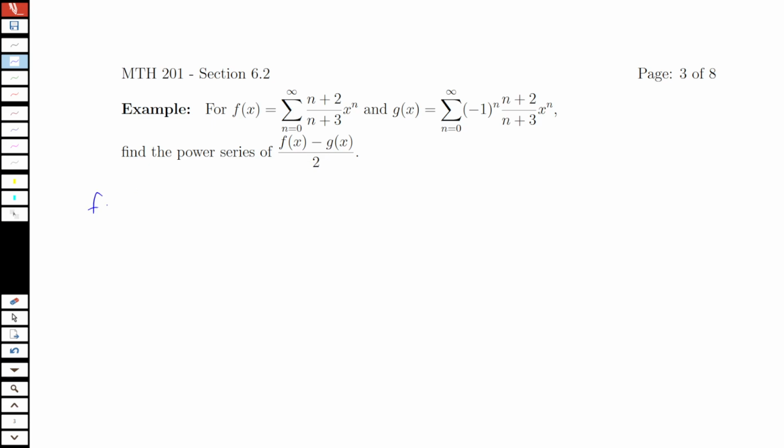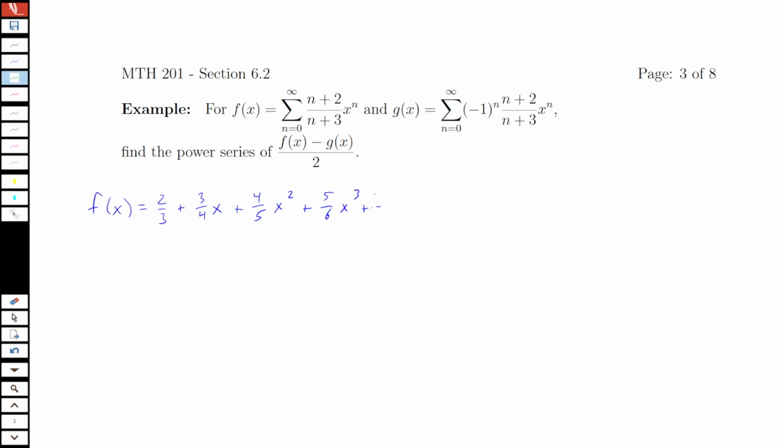So let me just write out the first few terms of f of x. When n is 0, I'm going to have 2 over 3, and then x to the 0. And when n is 1, I'll have 3 over 4, x to the 1. And when n is 2, 2 plus 2 is 4, over 5, x squared, plus 5 over 6 x cubed, and it goes on from there.